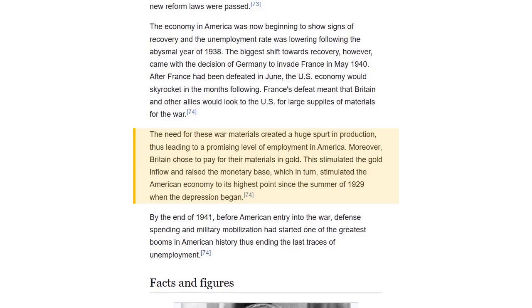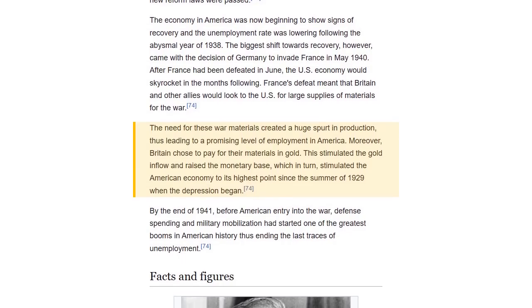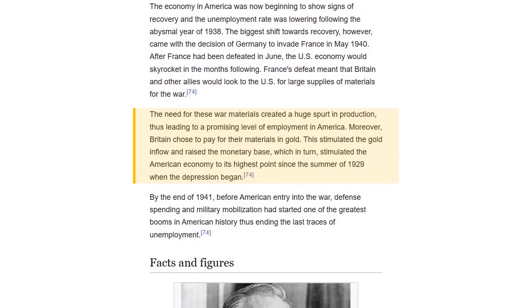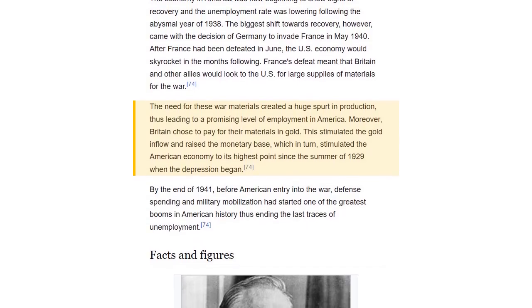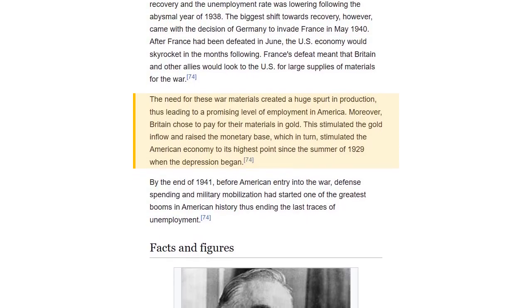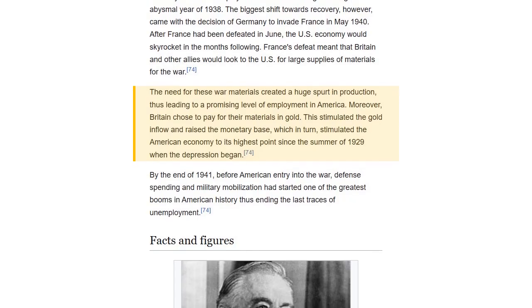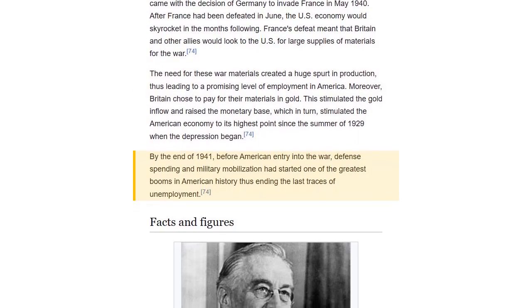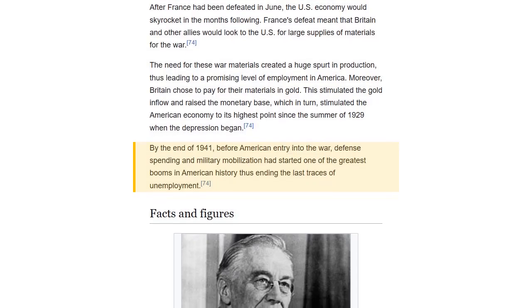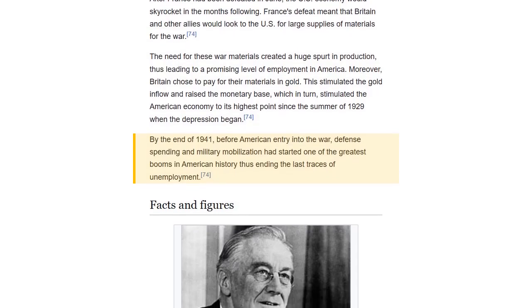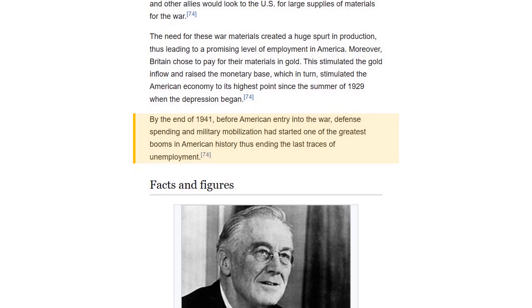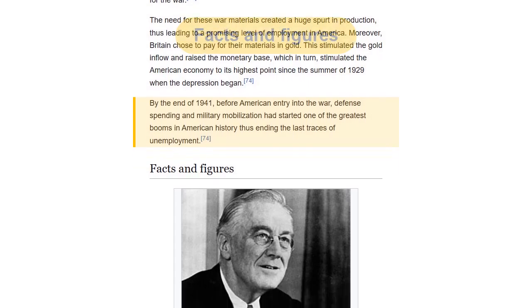employment in America. Moreover, Britain chose to pay for their materials in gold. This stimulated the gold inflow and raised the monetary base, which in turn stimulated the American economy to its highest point since the summer of 1929, when the Depression began. By the end of 1941, before American entry into the war, defense spending and military mobilization had started one of the greatest booms in American history, thus ending the last traces of unemployment.